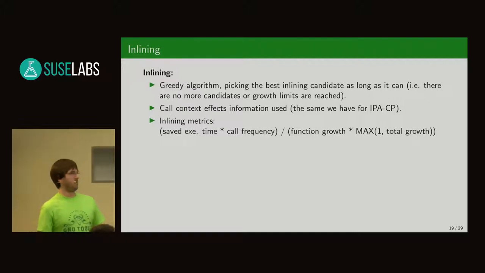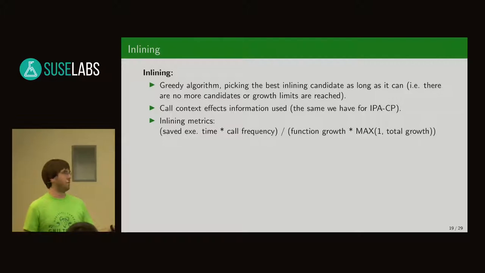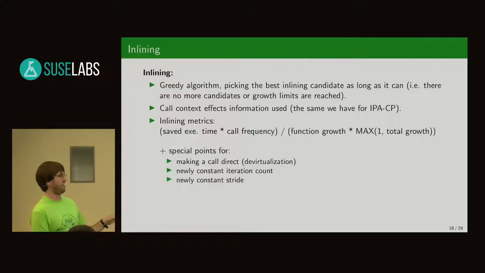The inlining metric, how we measure the goodness of a candidate, or badness rather, is saved execution time, times frequency, measured or estimated depending on whether you're measuring a profile or whether it is just guessed by the compiler, divided by function growth, and times total growth, where if there is no total growth, that's basically when we only save the call because that's the last invocation of the function. So the code in total does not grow.